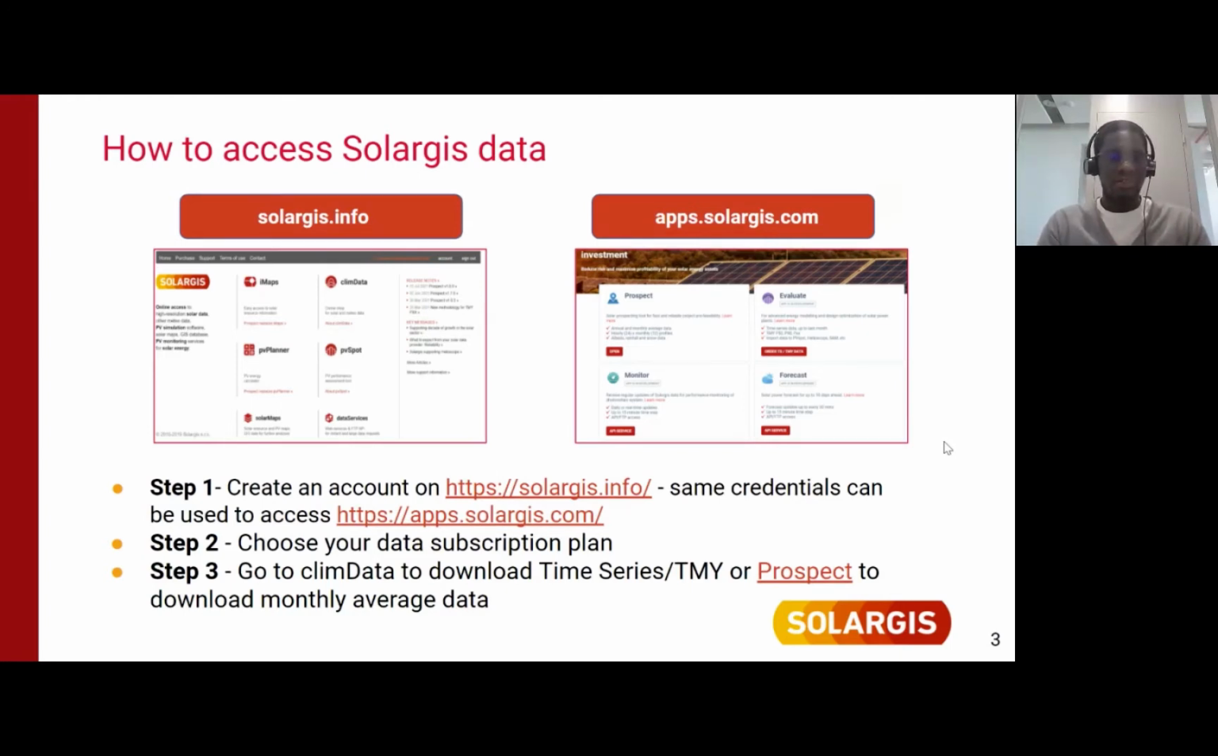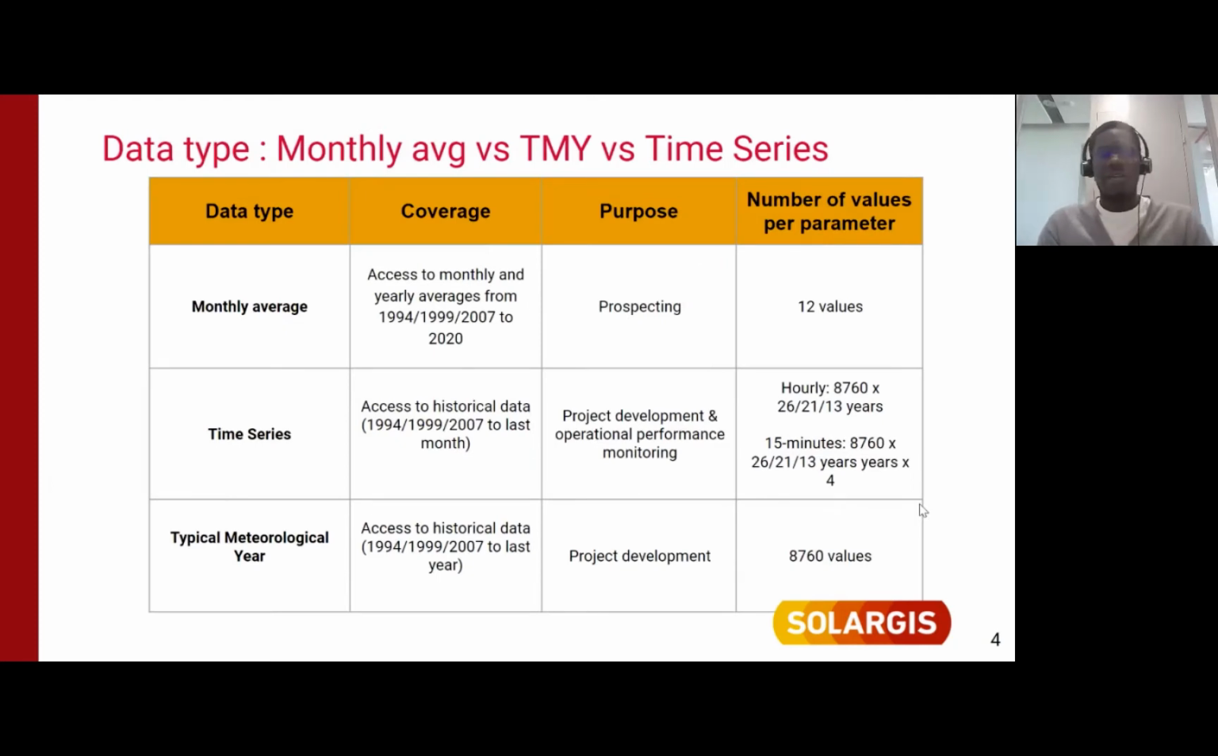After you do that, you can choose the data subscription plan that you would like to purchase. And as step 3, you can always download the climate data. You can access it to download time series and TMY data, or simply download monthly averages via apps.solargis.com in the Prospect app. We will explain more details a bit later.